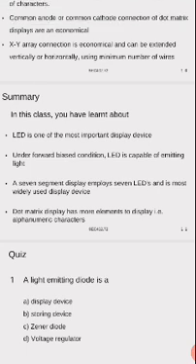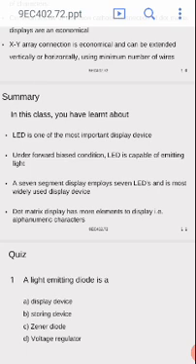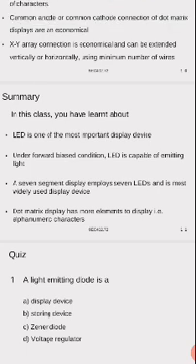A light emitting diode is: Option A, display device. Option B, storing device. Option C, Zener diode. Option D, voltage regulator.